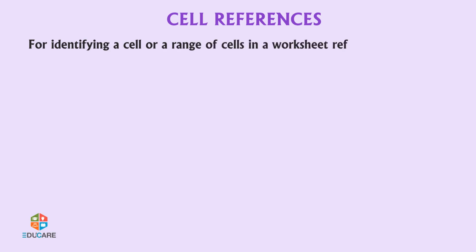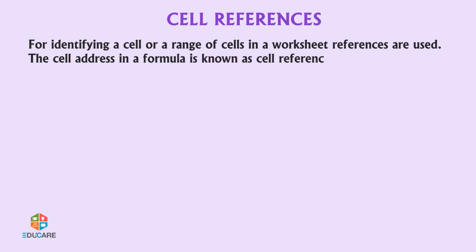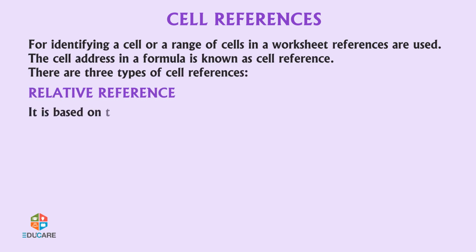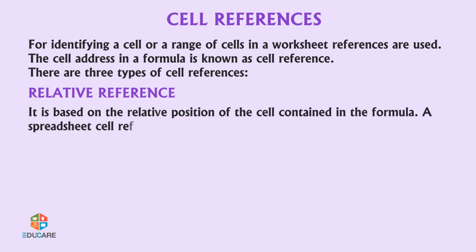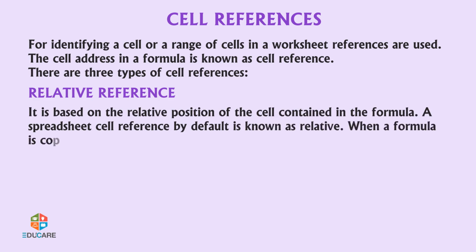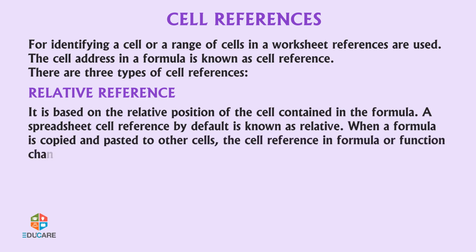Cell references. For identifying a cell or a range of cells in a worksheet, references are used. The cell address in a formula is known as a cell reference. There are 3 types of cell references. Relative reference. It is based on the relative position of the cell contained in the formula. A spreadsheet cell reference by default is known as relative. When a formula is copied and pasted to other cells, the cell reference in the formula or function changes relative to the location where it is copied.